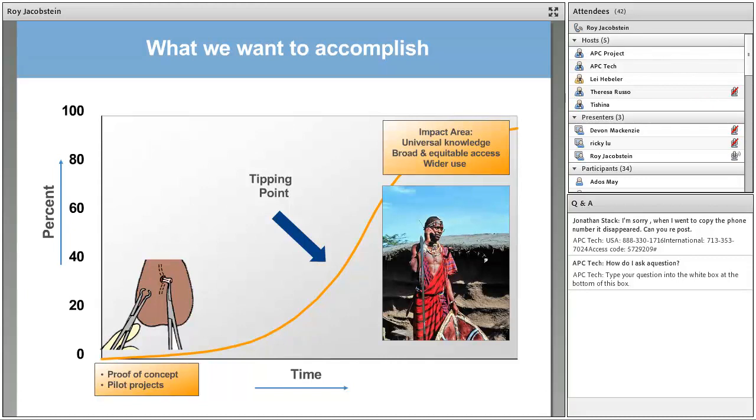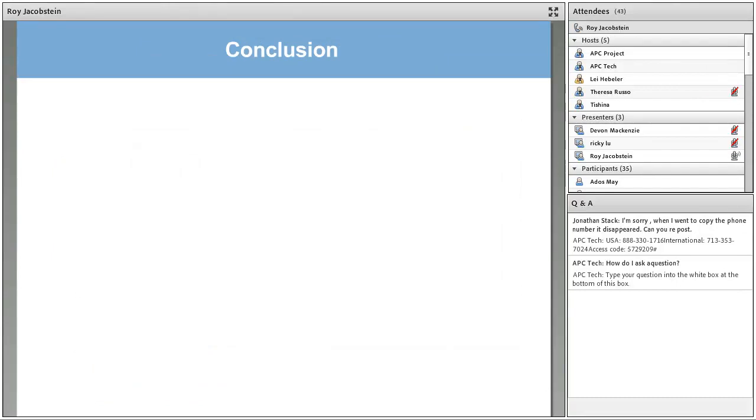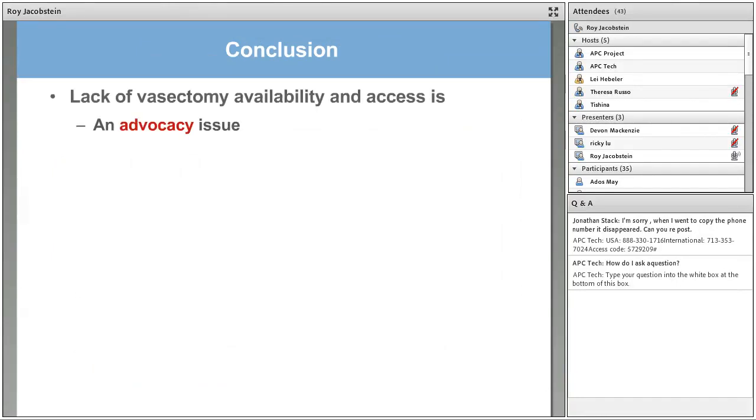This picture, the Maasai warrior with the cell phone just a few years ago, was over on the left, but the cell phone is a great example of fast diffusion, and understanding why things diffuse quickly and then addressing that is good strategic programming. So in sum, the lack of vasectomy availability and access is an advocacy issue.